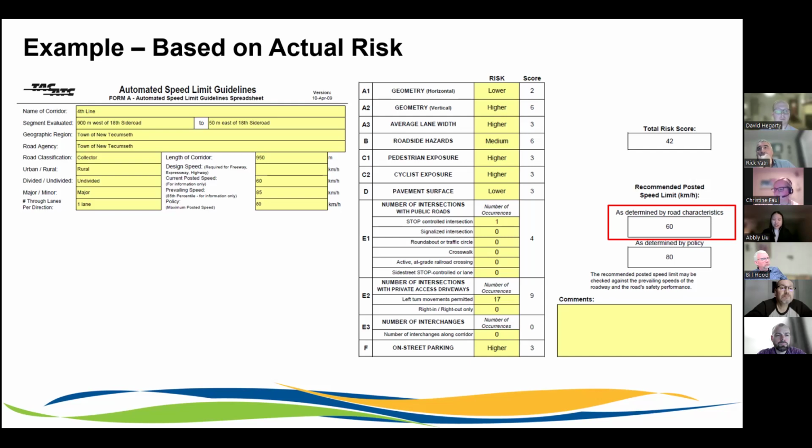We inputted the level of risk for each criteria into the yellow fields, then the TAC guidelines spreadsheet assigned base risk scores and weighting factors, and the spreadsheet calculated the total risk score and provided a recommended speed limit of 60 kilometers per hour.